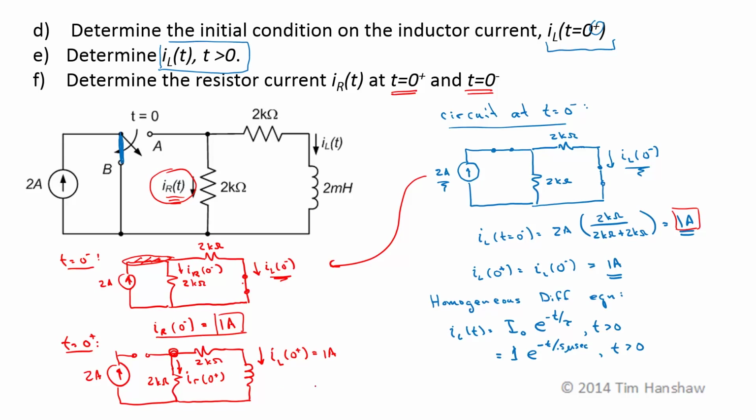So if we do KCL here, we say that I sub R at 0 plus plus I sub L at 0 plus equals 0, assuming that positive currents are leaving the node. So I sub R at 0 plus is going to be negative 1 amp. So it can change all over the place from 1 amp to negative 1 amp in no time at all.